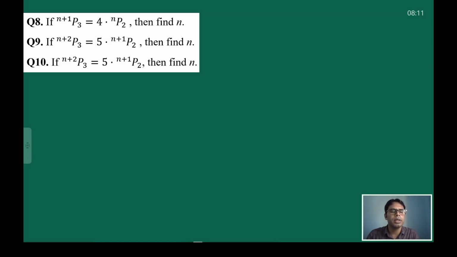I think I have repeated the 9 and 10 number questions, thinking they were two questions, so I have repeated this. So take one of them and solve. So let me solve the 9 number question. 8 is homework for you. Question number 9.